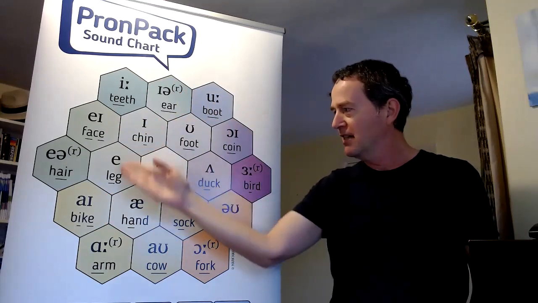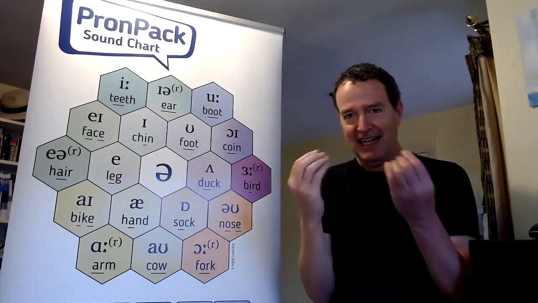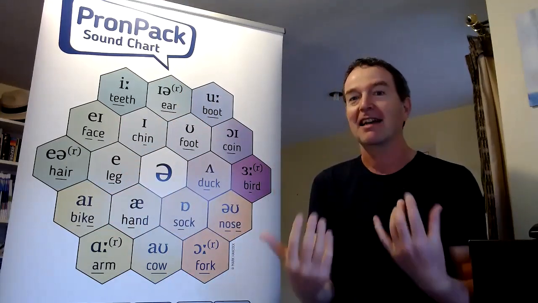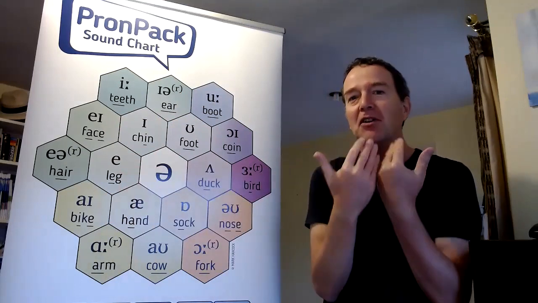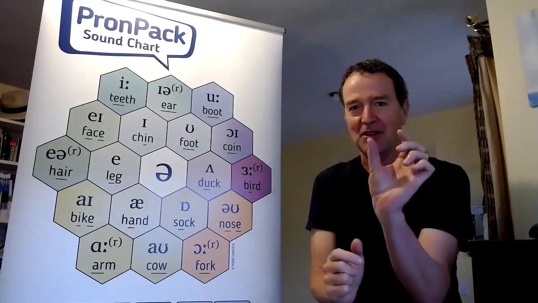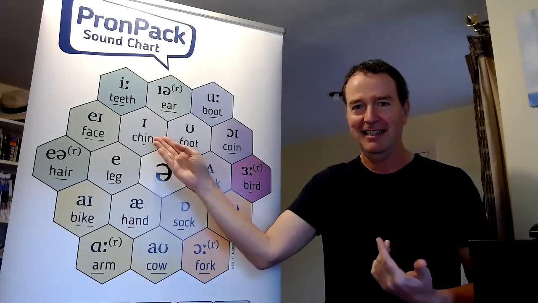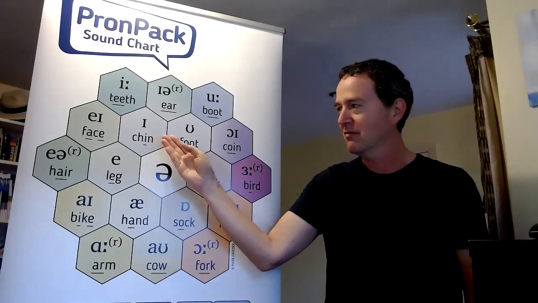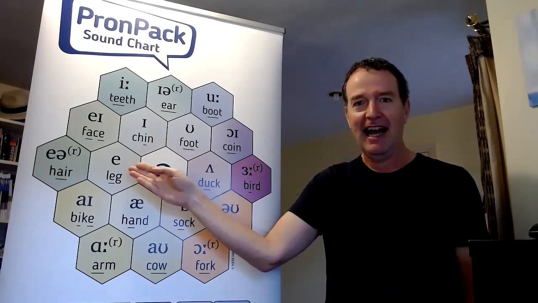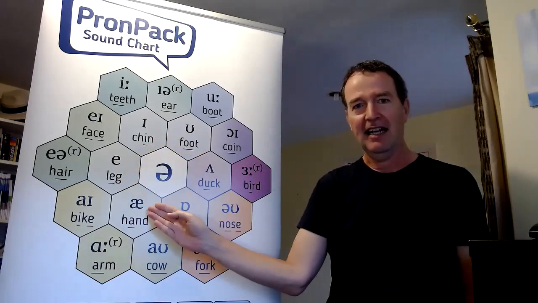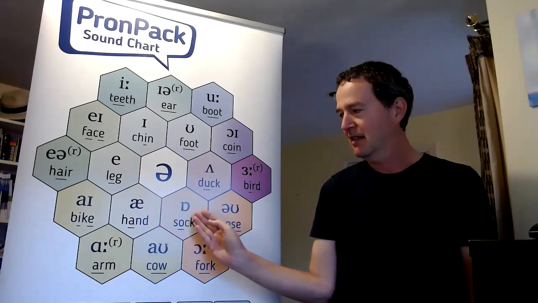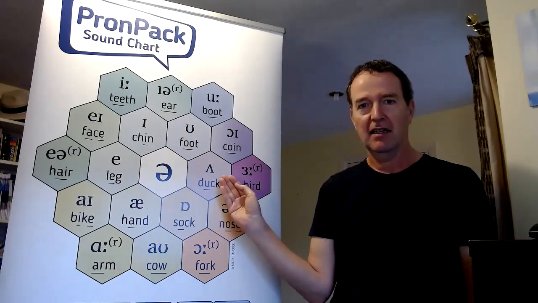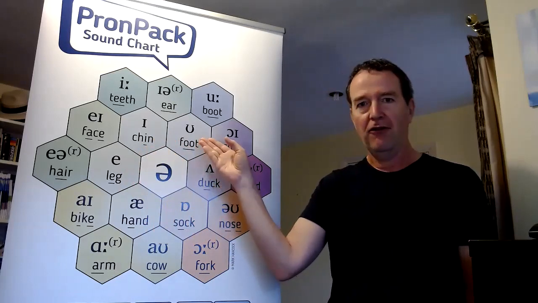Right, there on the inner circle, in order to say these out of context, you have to make them really short, otherwise they change to the long one. So if you're demonstrating these to your students, make sure you clip them short. For example, chin, I, leg, e, hand, a, sock, o, duck, a, foot, u.